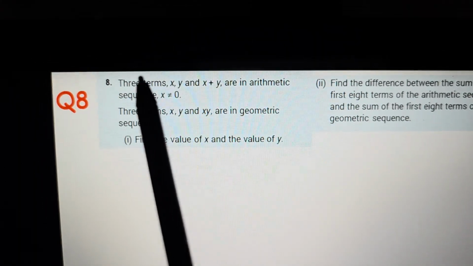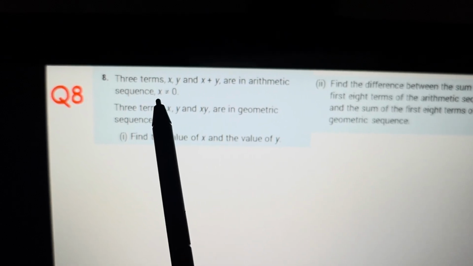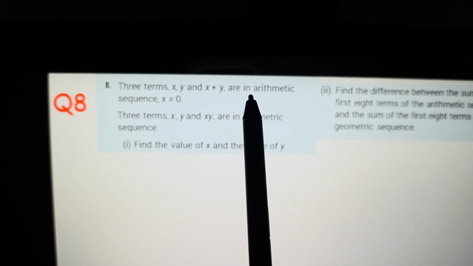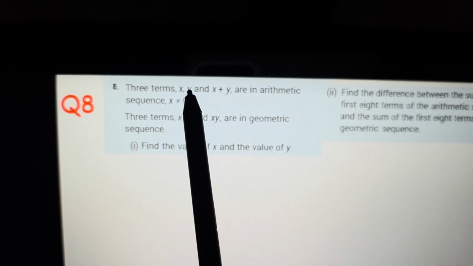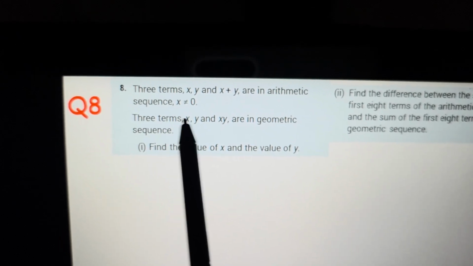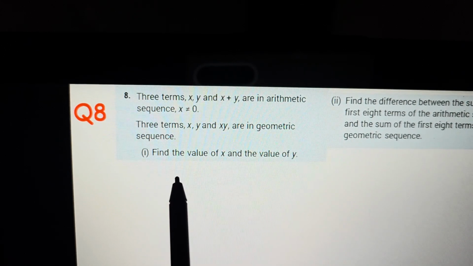Question 8. The first 3 terms of an arithmetic sequence are x, y, and x plus y. X cannot equal 0. Obviously it can't, or it wouldn't end up being an arithmetic sequence if x was 0, because your third term would end up being y, but your second term was also y, and your first term was 0. Doesn't make sense. Then 3 terms of a geometric sequence are x, y, and xy. Find the value of x and the value of y.